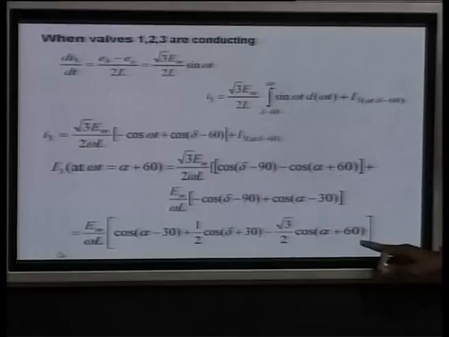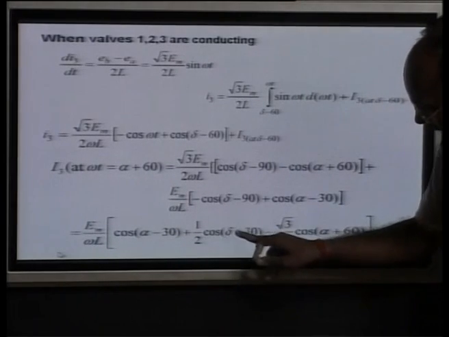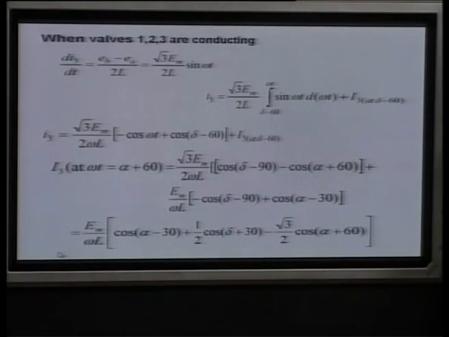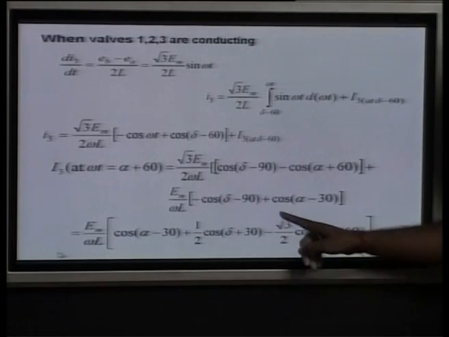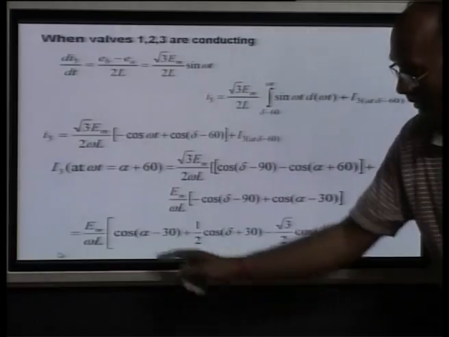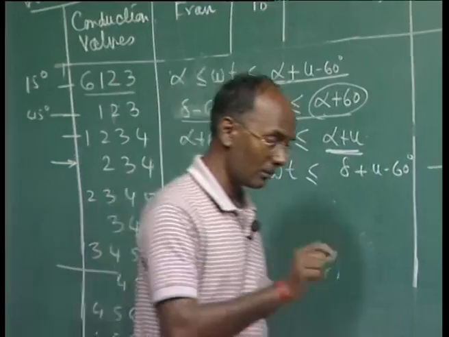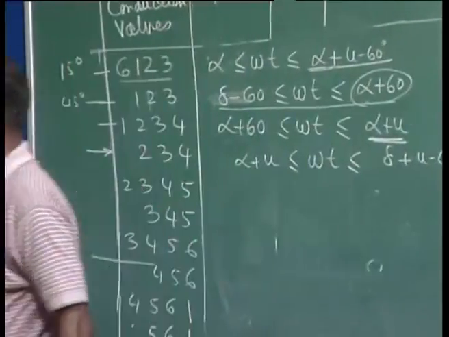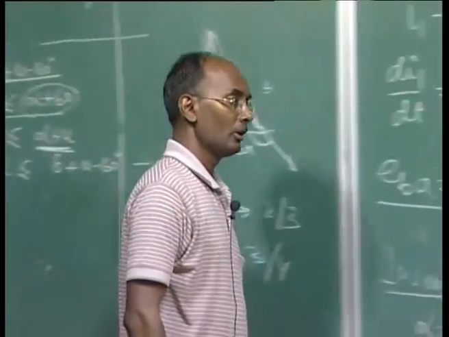Now you can see we are getting cos alpha minus 30 plus half of the cos delta plus 30. These are the expressions we were getting in the output voltage as well, meaning alpha minus 30 and here delta plus 30. We are getting another term, minus under root 3 by 2 cos alpha plus 60 in this case, but here you will see the magnitude is also changed. When we were talking about the 2-3 valve conduction mode, the commutation there was basically under root 3 Em upon 2 omega L that was coming.